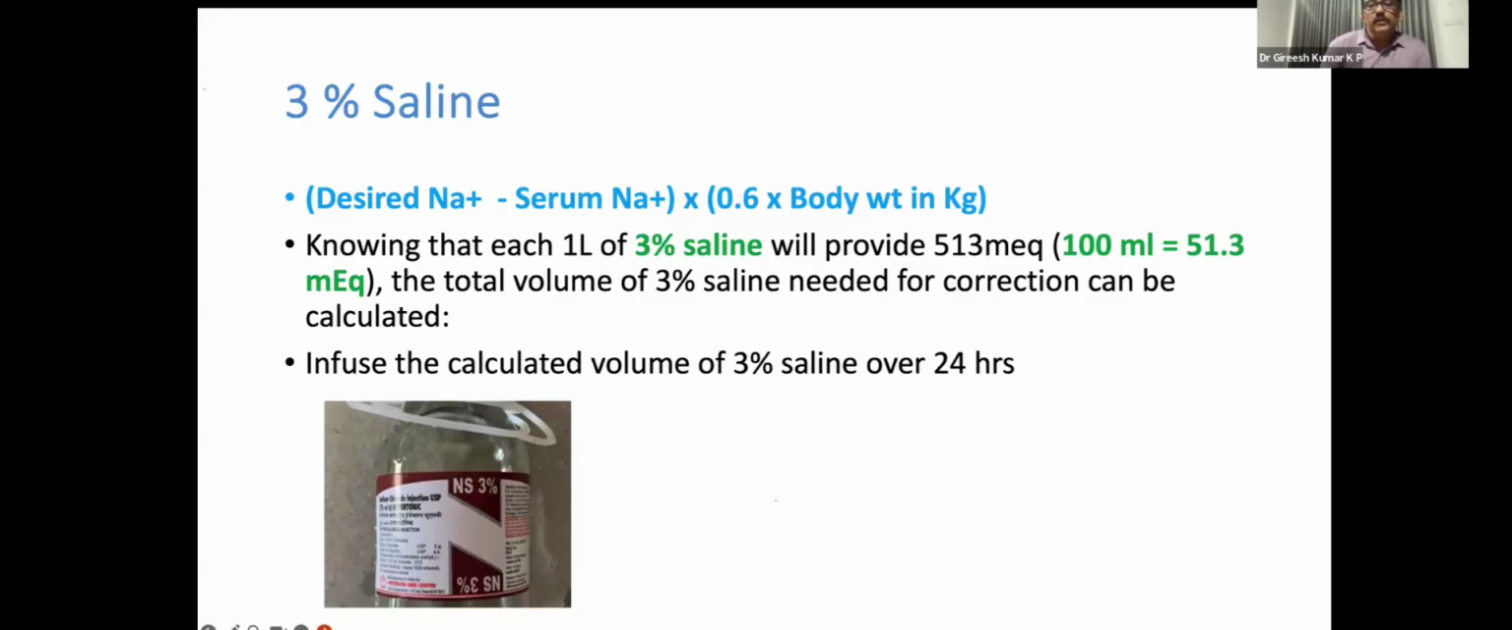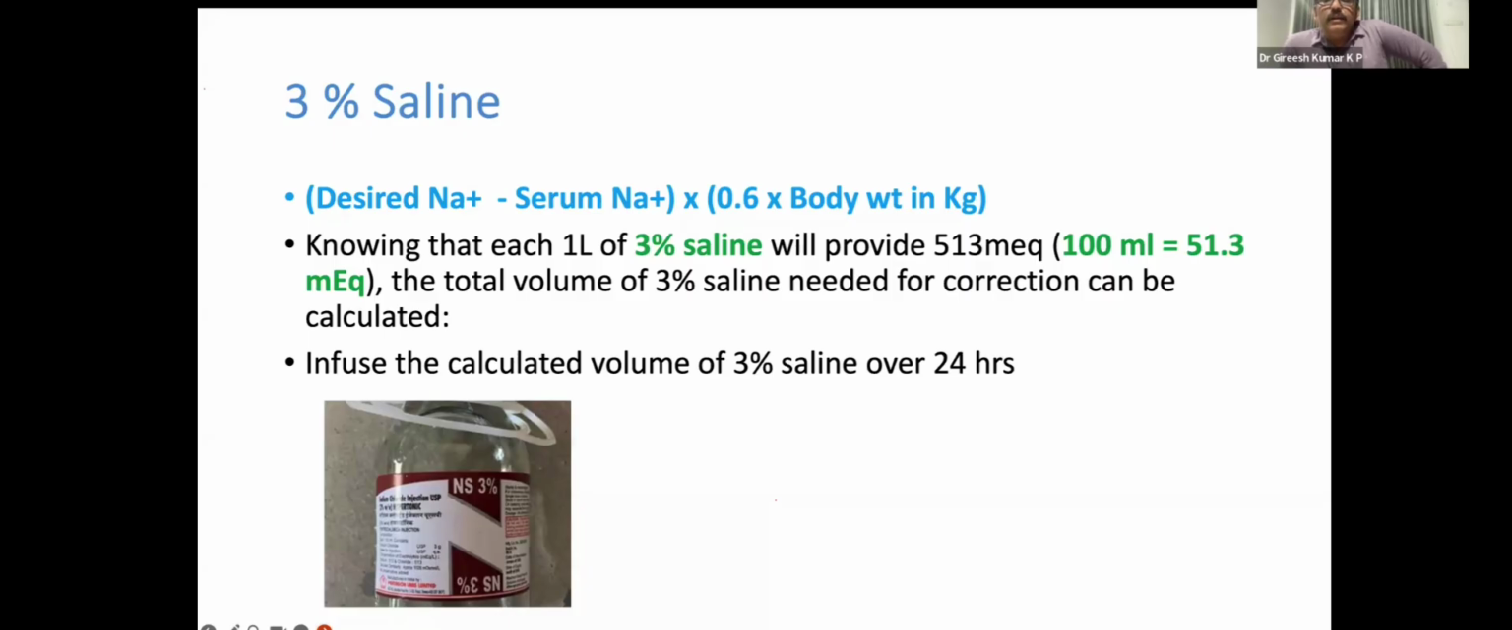Otherwise, it is not a very good choice, but you can still give it in a lower dose if you want to give it. But how to calculate the required sodium is very, very important. So never blindly start 3% saline. You have to calculate and give 3% saline. The calculation: desired sodium minus serum sodium, which you get from the patient's lab investigation, into 0.6 into body weight. That is the body water. For desired sodium minus serum sodium, always keep it as 8 or 10. Don't try to correct more than 8 to 10 milliequivalents in a day. Into 0.6 into body weight will give you the amount of salt required for correction.